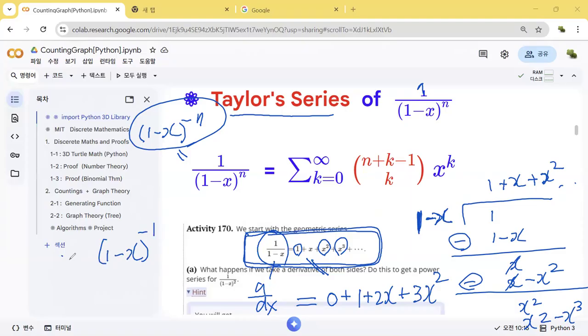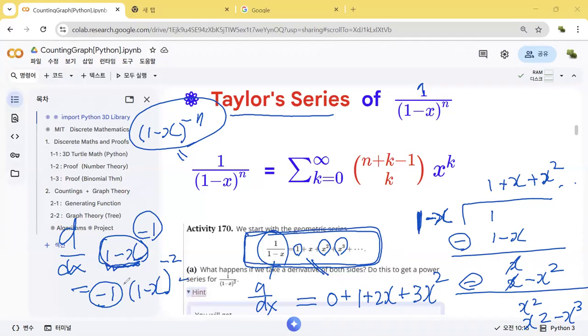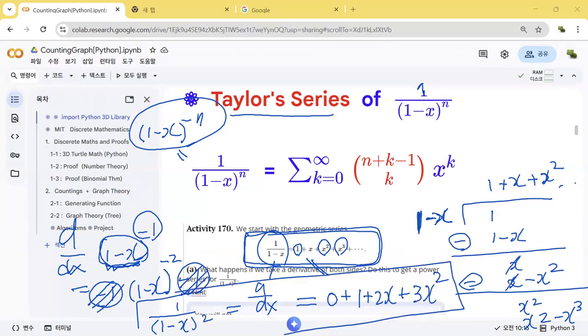The derivative is, so this minus 1 comes out, and 1 minus x subtract, so minus 2. And then the derivative of the inside one, that is 1 minus x, that is minus 1. So minus 1 times minus 1 cancel out. So there is minus x to the minus 2. So that is 1 minus x squared. Okay. So in this way, 1 over 1 minus x squared, the Taylor series is this one.